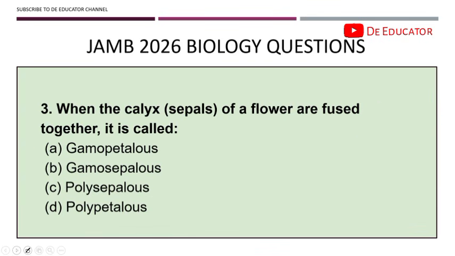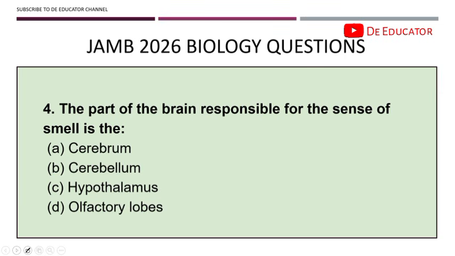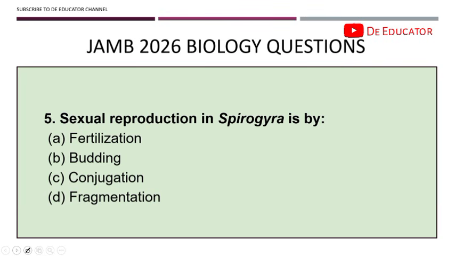Question three: when the calyx, also known as sepals, of a flower are fused together, it is called gamosepalous. If it is petals, it will be gamopetalous. Please take note of that. Question four: the part of the brain responsible for the sense of smell is the olfactory lobes. Olfactory, just as the name implies, olfaction, smell.